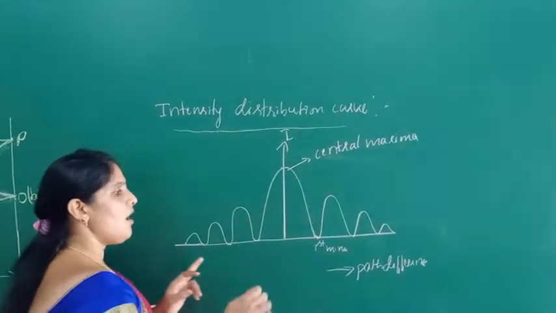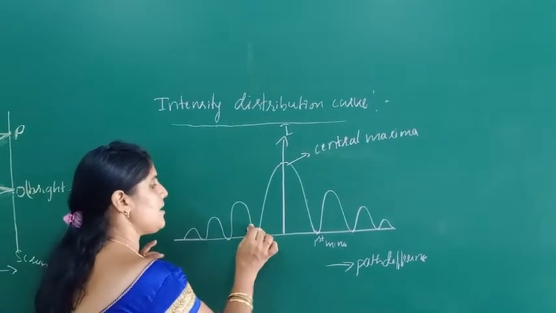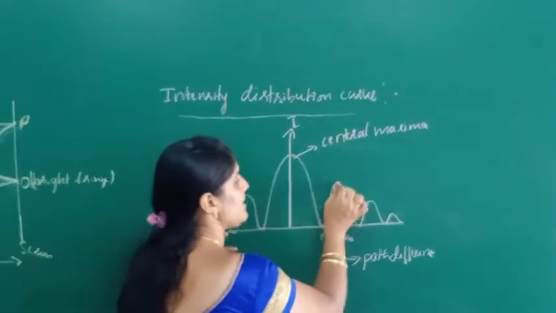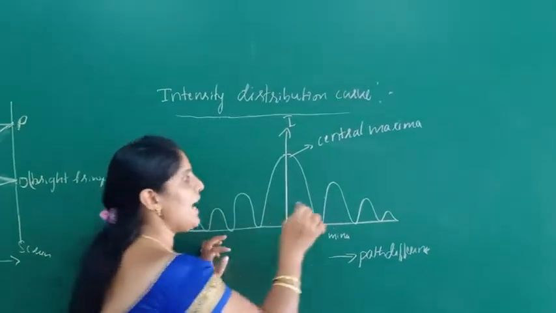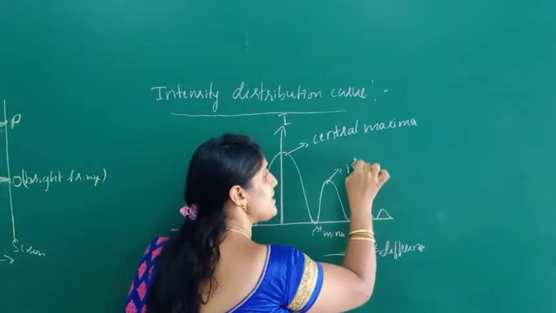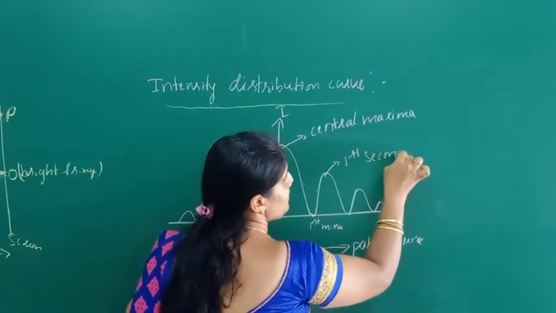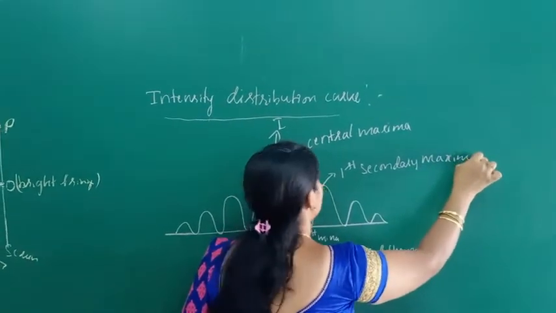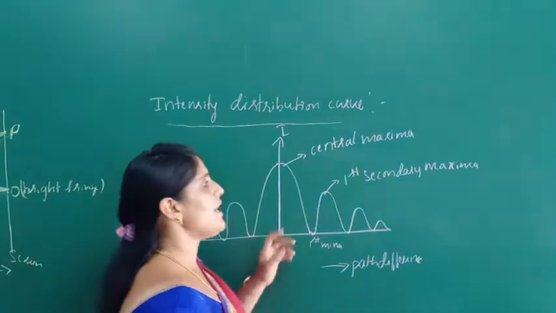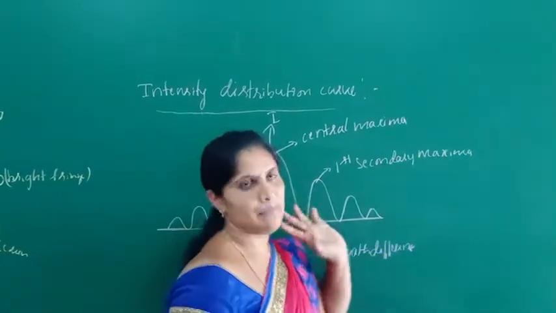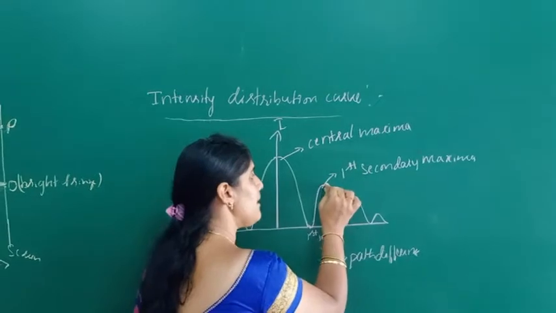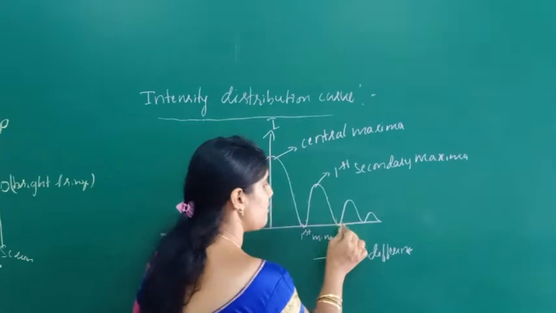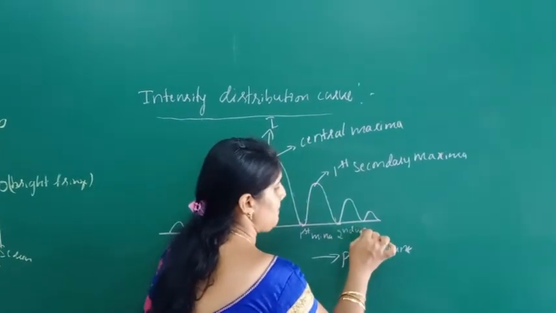After this first minima, the intensity increases again and reaches a maximum point, and this is known as the first secondary maxima, because the central one is the primary maxima. After the first secondary maxima, the intensity decreases and reaches 0, that means minimum. It is known as the second minima.